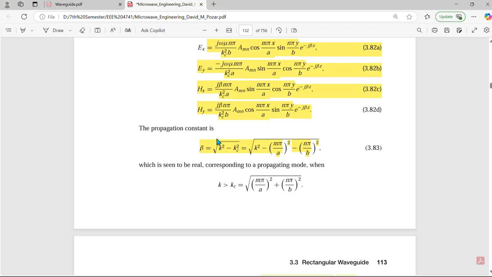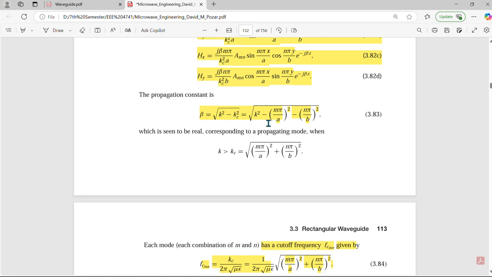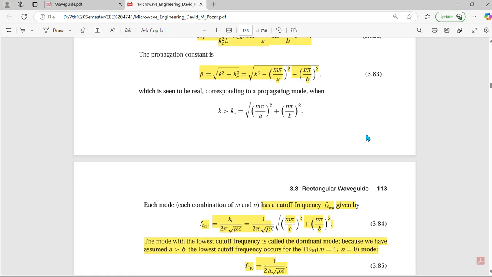Then we get the propagation constant, called beta. The formula for beta is the square root of k squared minus kc squared, where kc squared can be written as (m pi by a) whole squared plus (n pi by b) whole squared. Replacing this value of kc, we get beta equal to the square root of k squared minus (m pi by a) squared minus (n pi by b) squared. Here m and n are the values 1, 0, or 1, 1, or whatever mode we selected.